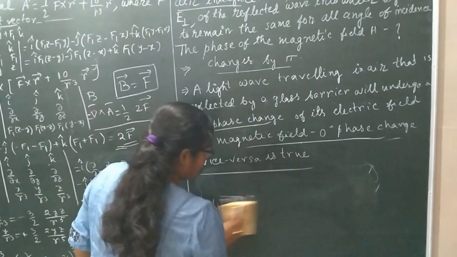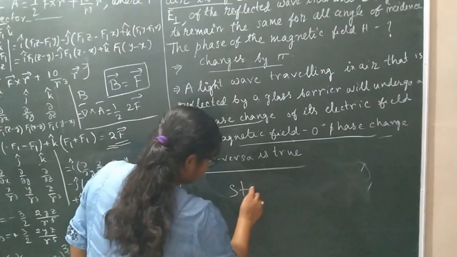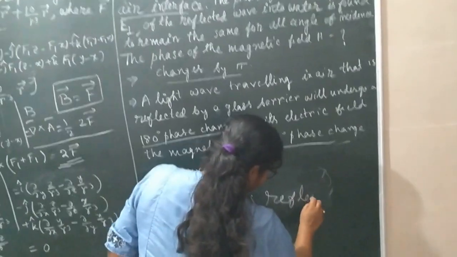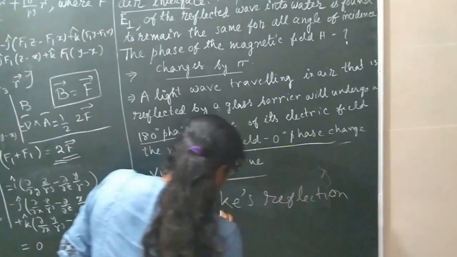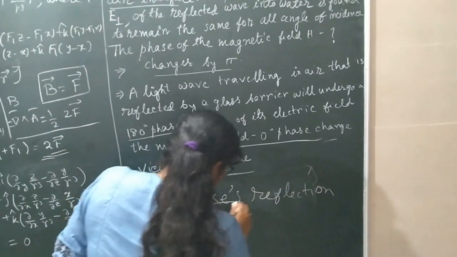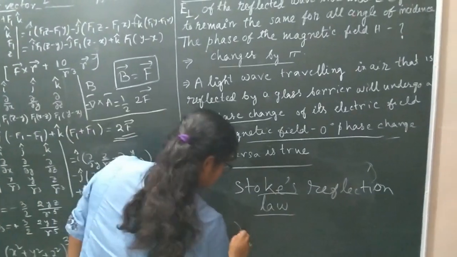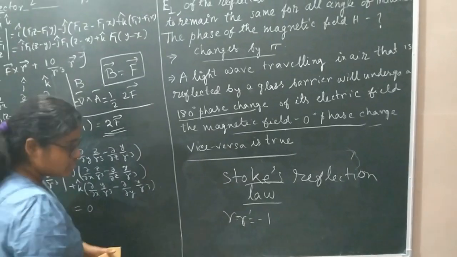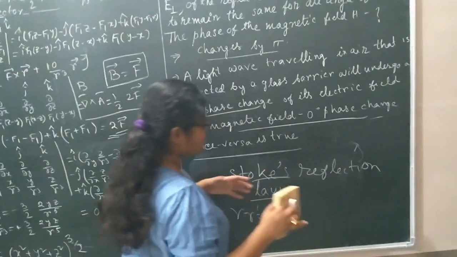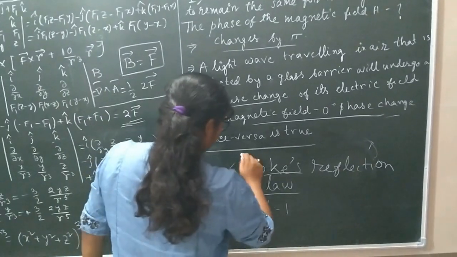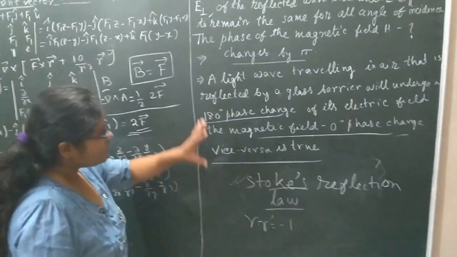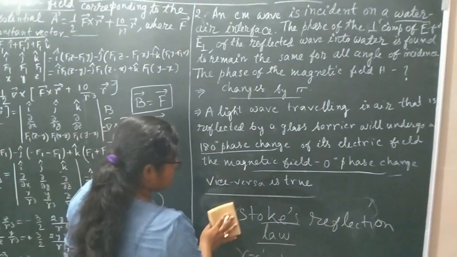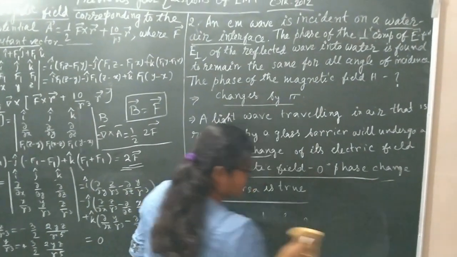Where is it coming from? It is coming from Stokes' law, Stokes' law of reflection. I advise you to study this Stokes' law of reflection, where you will get the answer why r times r prime will be -1. There is a time reversal relation, and you will find the answer from studying Stokes' law of reflection. So this is the answer: the magnetic field phase changes by an amount of pi.